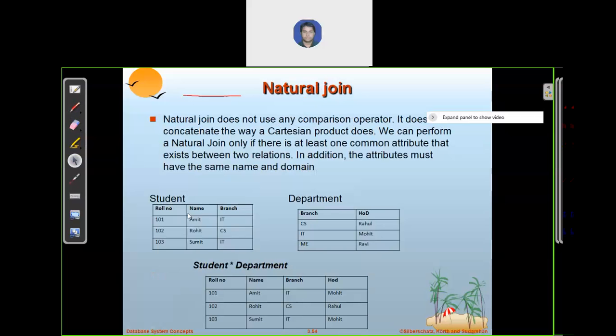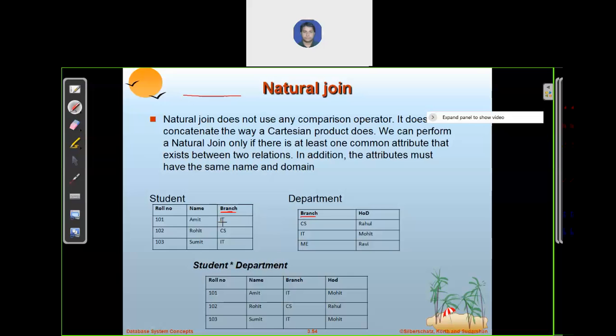Then we have seen natural join. In the natural join, we are combining two relations, student and department. Here these attributes have the same name, branch and branch, so there is no need to pass any condition. You just write student asterisk department. It will automatically find the attributes having the same name and apply the equals-to condition.